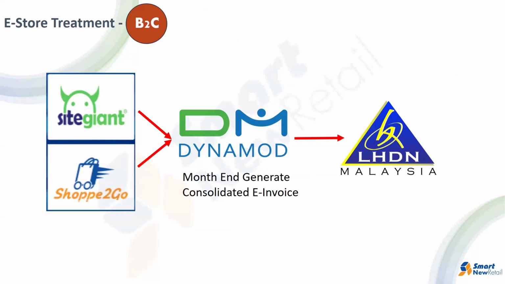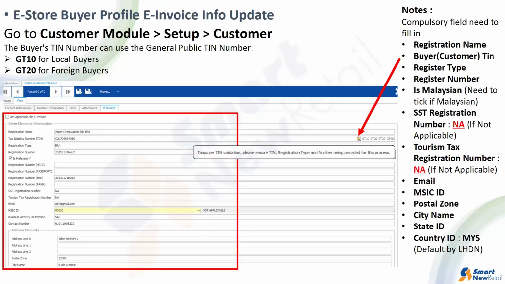Right. So for web store, we will use month-end consolidated e-invoice to submit for the e-invoice. Okay. So same thing, you will need to key in the invoice information. Okay. For the TIN number, we can use the general public TIN number, either GT10 or GT20. GT10 for local buyers, GT20 for foreign buyers.